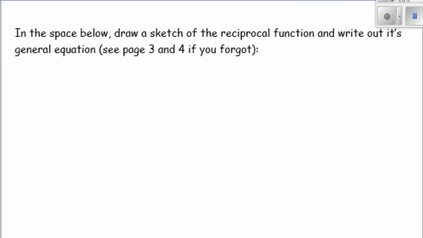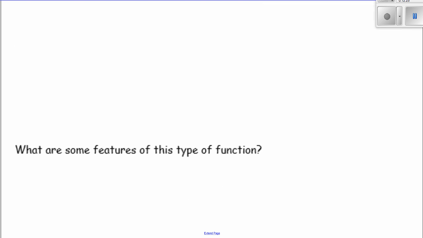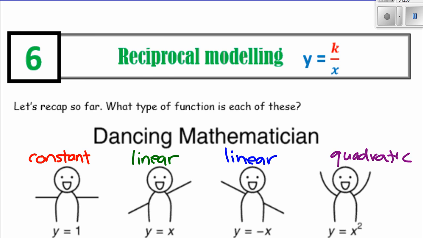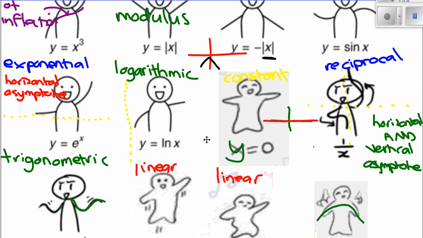In the space below, draw a sketch of the reciprocal function and write out its general equation. See pages 3 and 4 if you forgot, on the first pages of your booklet. And what are some features of this type of function? By features, one thing that might be important to mention is what we've mentioned on this guy here.